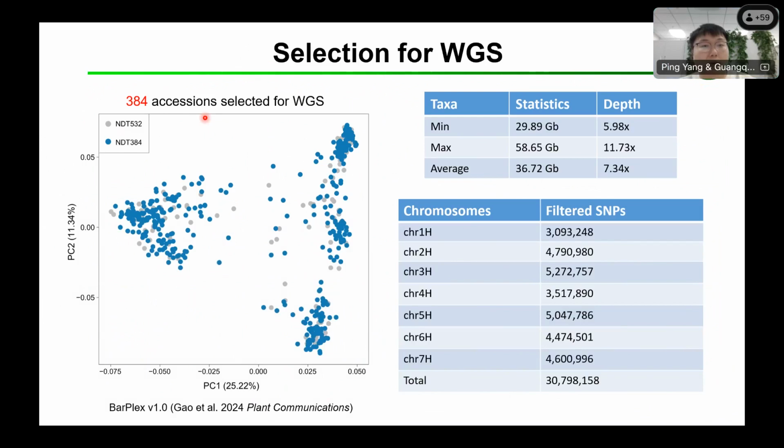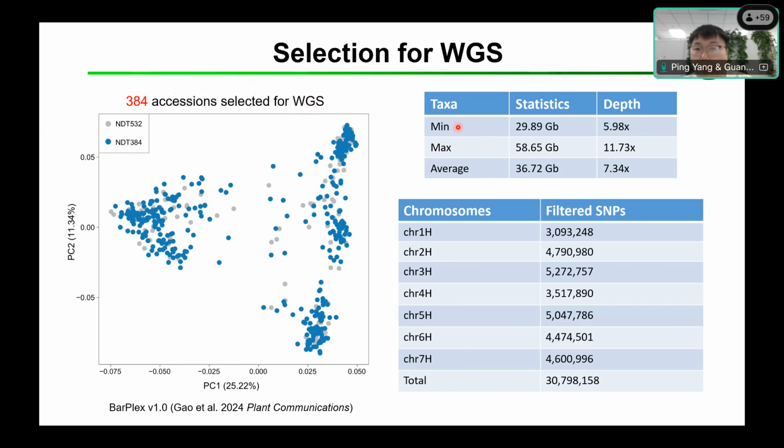Then we selected the samples for whole genome resequencing. Firstly, we conducted the genetic diversity analysis on these 532 samples by using the BarPlex version 1 genotyping method. This method was published in Plant Communications this year. After excluding the redundant samples and heterozygous samples, a total of 384 accessions were selected for whole genome resequencing.